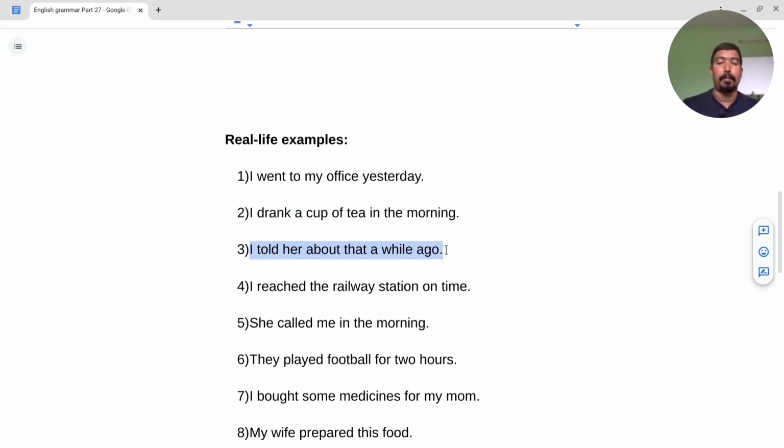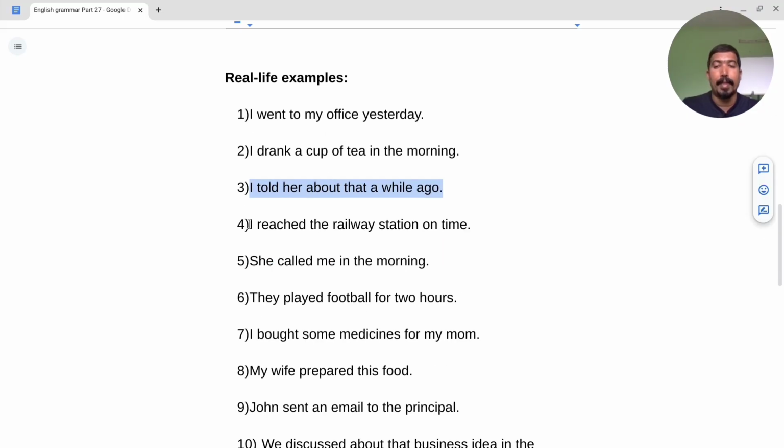Sometime before, or before some time. I told her about that. Tell, the past tense is told. I told her. I is the subject. Told is the verb. I told her. This is what I did.